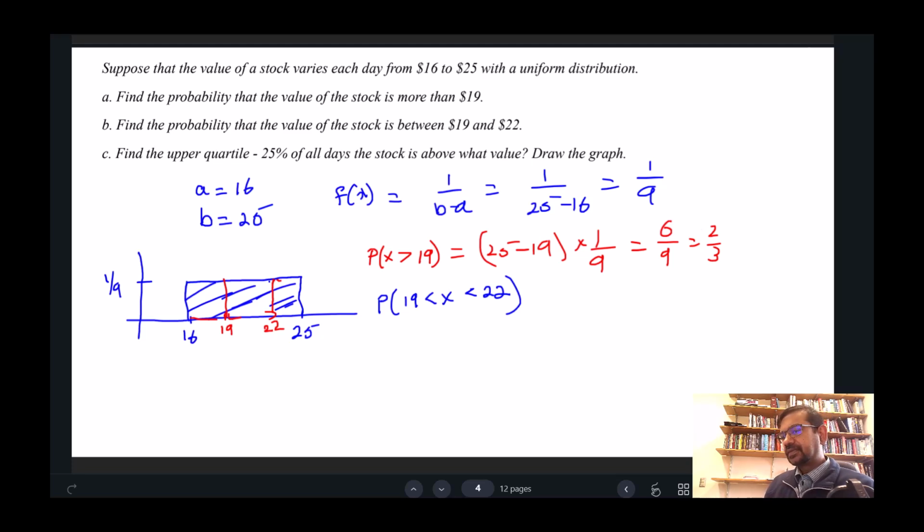So it's simply 22 minus 19 times 1/9, which is 3 over 9, which is 1/3. So 1/3 is the probability that the value of the stock will lie between 19 and 22.